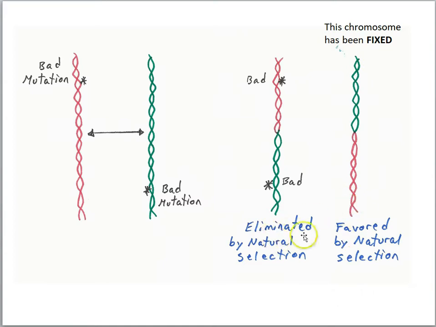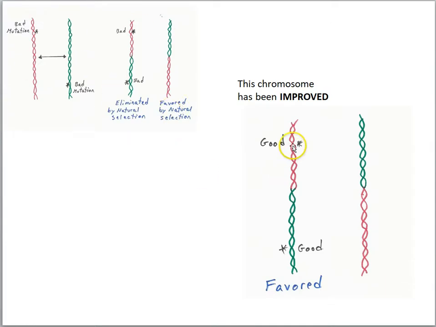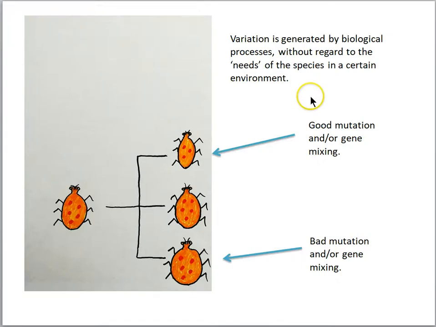So natural selection now is going to be favoring the chromosome that does not have the mutations, eliminating individuals made with sex cells that had this chromosome here. And just as we can think about bad mutations, we can think about good mutations. So again, the process of meiosis is going to be mixing these parental genes in ways that then are subject to the forces of natural selection. So the take-home point here is that variation is generated by biological processes without regard to the needs of the species in a certain environment. Some individuals are just going to have good mutations or a good mixing of parental genes, and others less so.